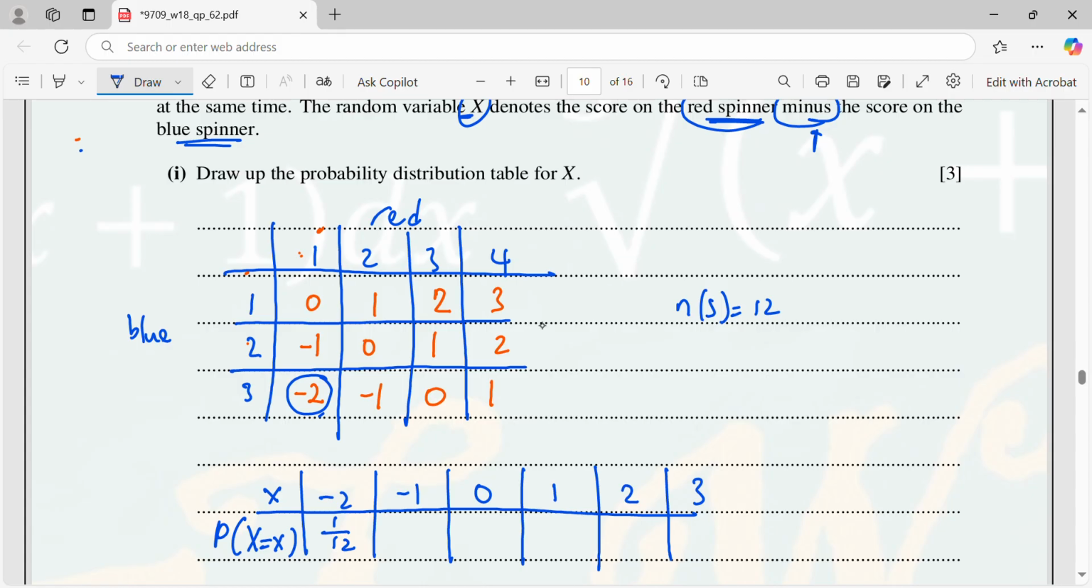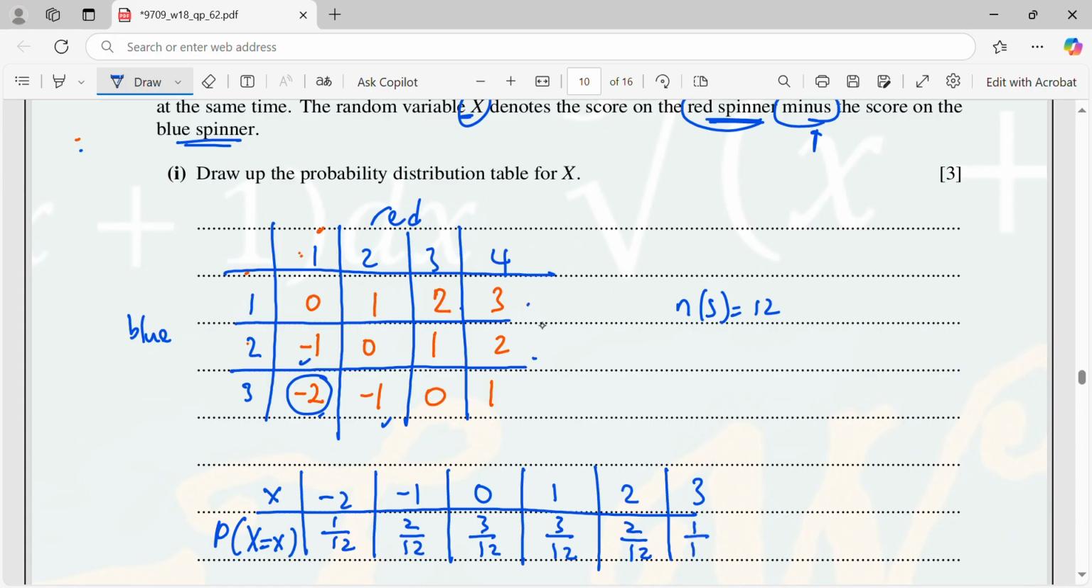For minus 1, there are 2. I see 2 times. So 2 over 12. When 0, I got 3 times. So 3 over 12. When 1, I have 3 times. When 2, I have 2 times. So 2 over 12. And for number 3, there is only 1 time.